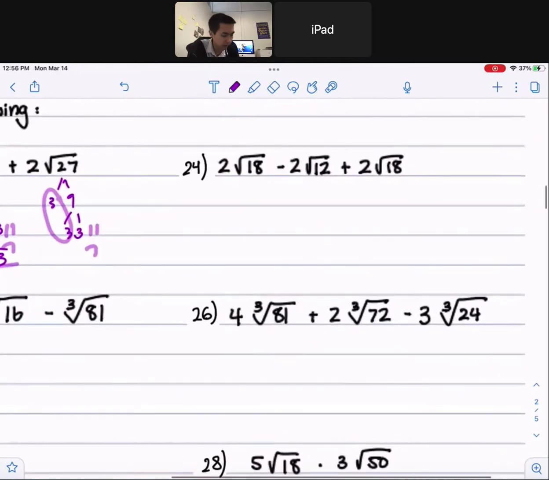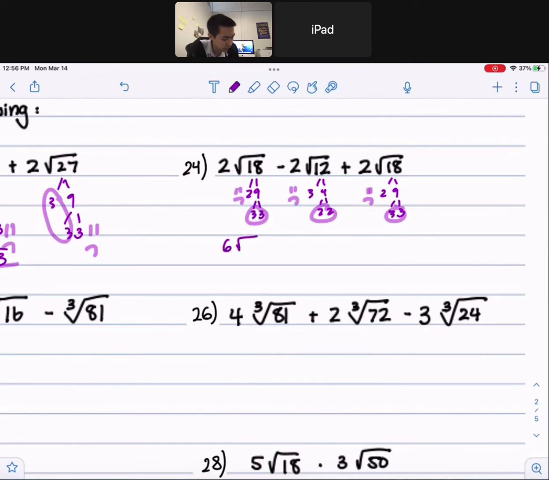24. Again, gotta break these all down. So 2, 9, 3, 3. 3, 4, 2, 2. 2, 9, 3, 3. Pair, pair, pair, leftover, leftover, leftover. So 3 times the 2, you guys, is 6 square root of 2. Minus 2 times 2, you guys, is negative 4 square root 3. And this one, 3 times the 2, you guys, is 6 square root of leftover 2.